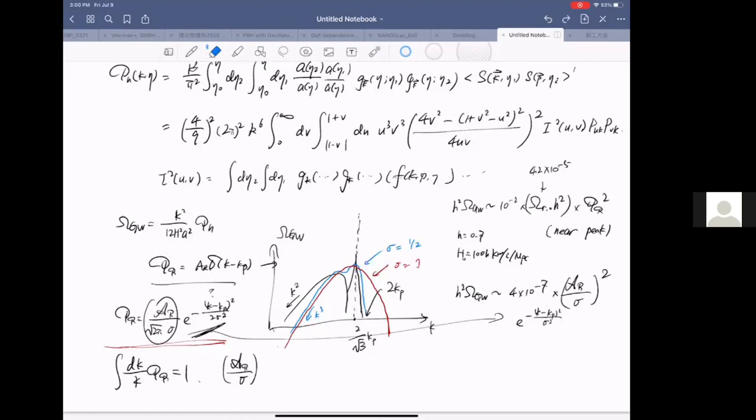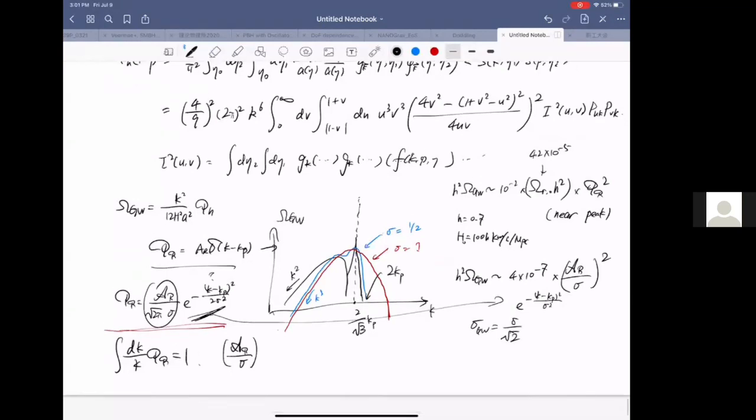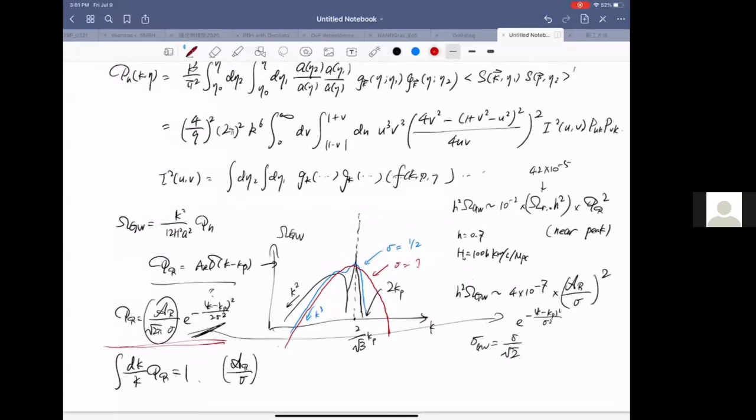So in this manner, by looking at the figure of the scalar perturbation and the tensor perturbation, you will find that the tensor perturbation peak becomes narrower, because what I want to say is that the width of omega GW is sigma divided by square root of 2. So in the infrared, it still goes as k cubed, but here, it's just exponential.